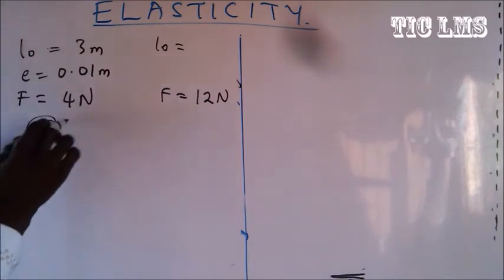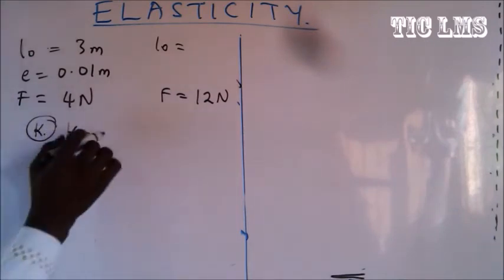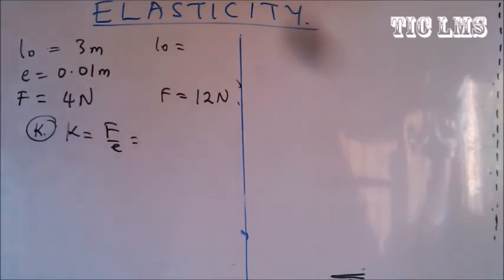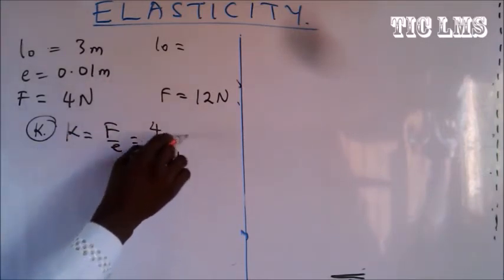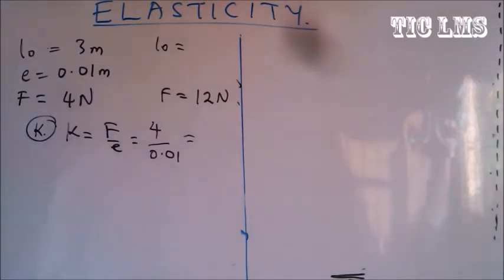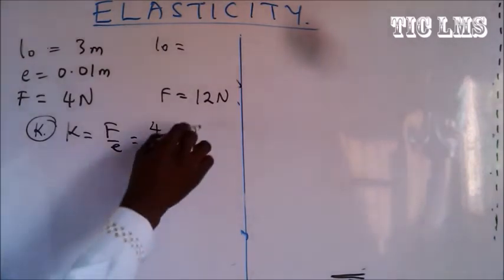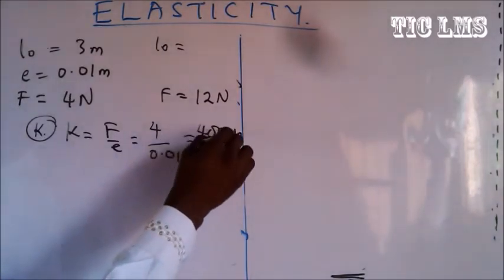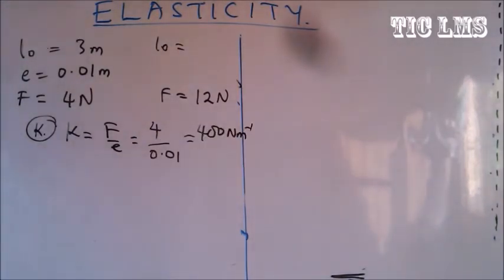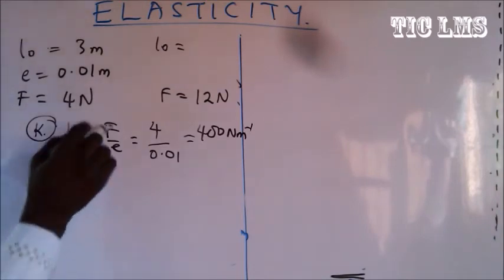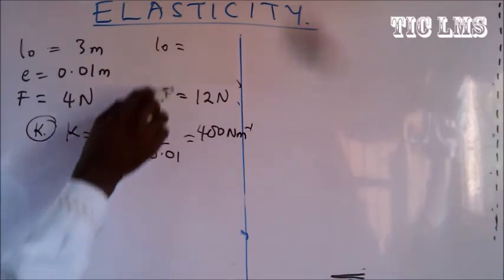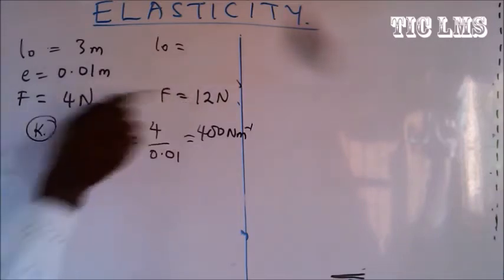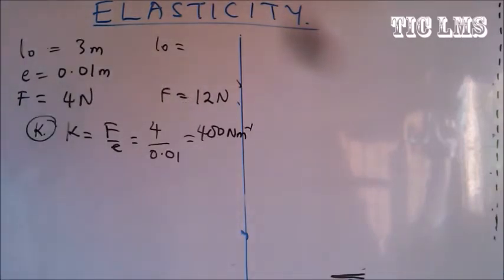So what we have here is that our elastic constant equals force over extension. Here the force is 4 and the extension is 0.01 meter. Knowing that we all have this unit in SI units, this gives us 400 Newton per meter. So here is our force constant. Next, we'll apply this elastic constant to derive our extension when a force of 12 Newton is placed on it.